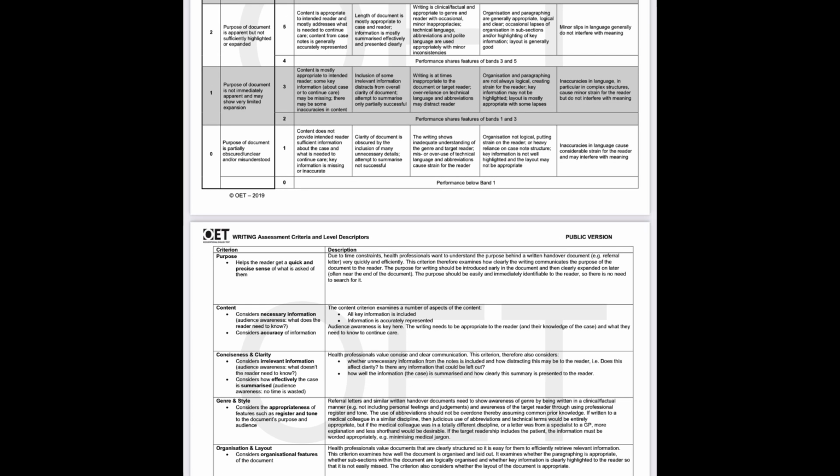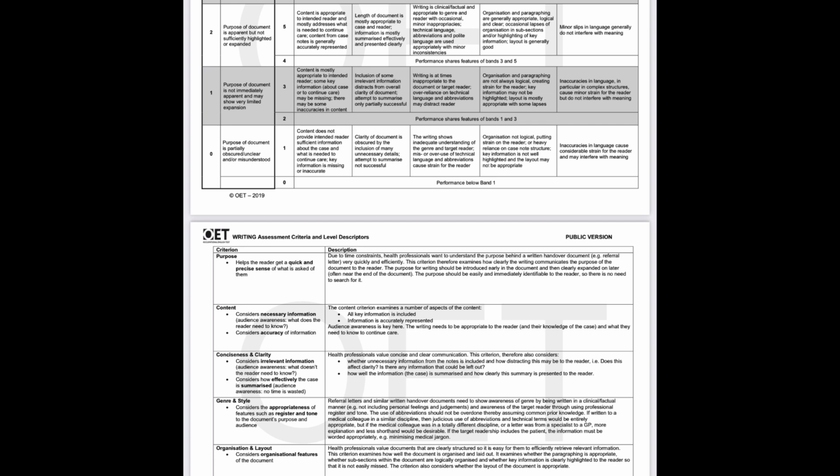First is purpose. Purpose helps the reader get a quick and precise sense of what is asked of them. So what do we mean by this? Due to time constraints, health professionals want to understand the purpose behind a written handover document, for example a referral letter, very quickly and efficiently. This criterion therefore examines how clearly the writing communicates the purpose of the document to the reader.